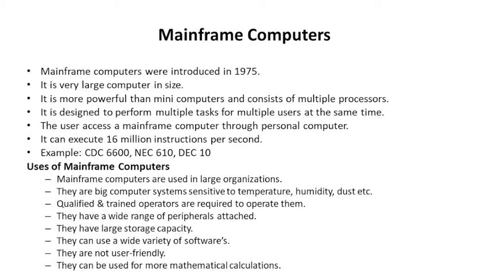Mainframe computers were introduced in 1975. They are very large in size and more powerful than the mini computer, consisting of multiple processors. They are designed to perform multiple tasks for multiple users at the same time. The user accesses a mainframe computer through a personal computer. It can execute 16 million instructions per second. Example: CDC 6600.